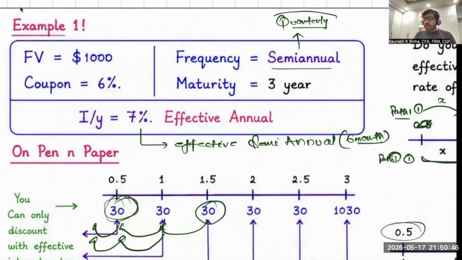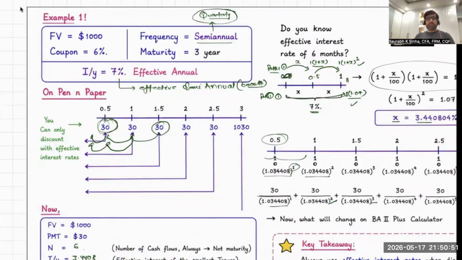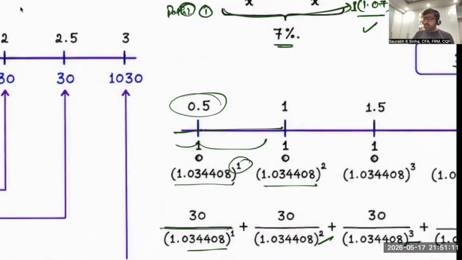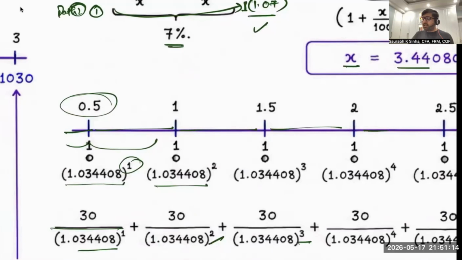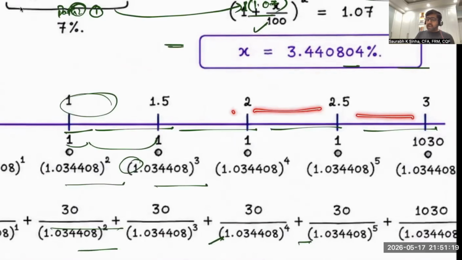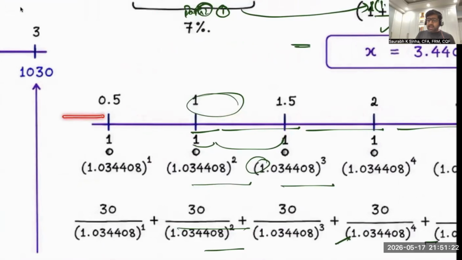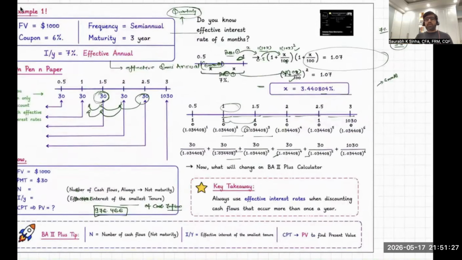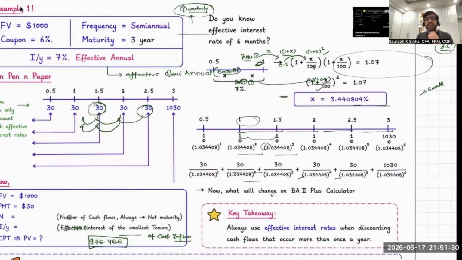Change it to quarterly and try to solve this question. Okay. So this was example one. Still, the cash inflow was equidistant. This was 6 months, this was 6 months, this was 6 months. All the cash inflow were standing at equal distance of 6 months. But in the next example that we'll solve, you will find that the cash inflow is not equidistant.